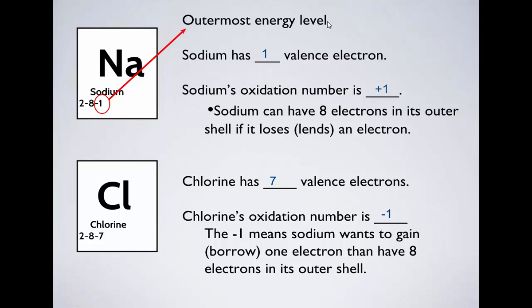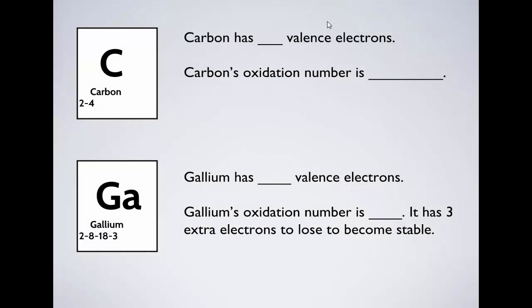Also, carbon has 4. It could be plus 4 or minus 4. How about gallium? It has 3, so it's plus 3. 3 extra electrons. We'll do a lot of practice with this next week, and then we'll figure out how these oxidation numbers combine to tell the formula when two elements combine.